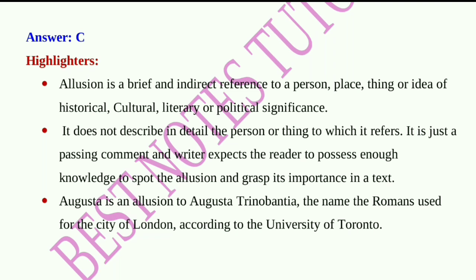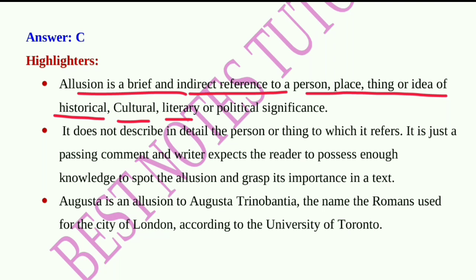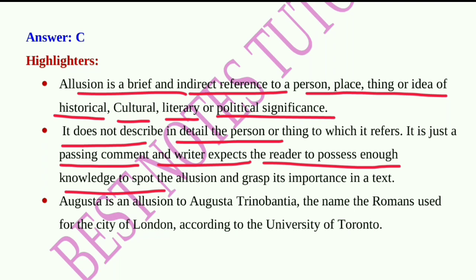Let's understand what is an allusion. Allusion is a brief and indirect reference to a person, place, thing, or idea of historical, cultural, literary, or political significance. It does not describe in details the person or thing to which it refers. It is just a passing comment, and a writer expects the reader to possess enough knowledge to spot the allusion and grasp its importance in a text. Augusta is an allusion to Augusta Trinobantia, the name the Romans used for the city of London, according to the University of Toronto.